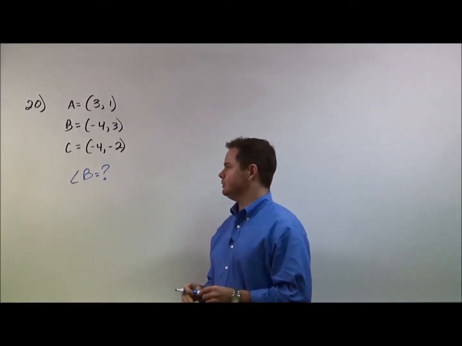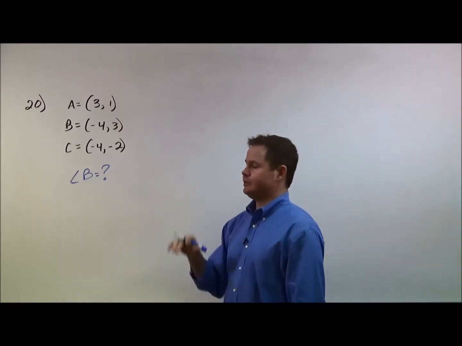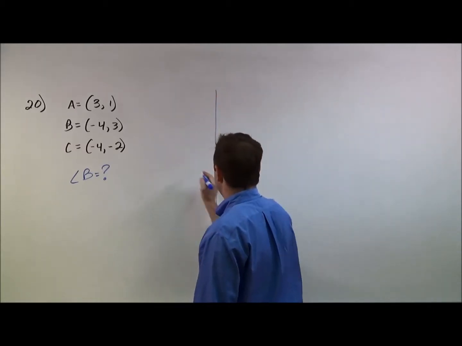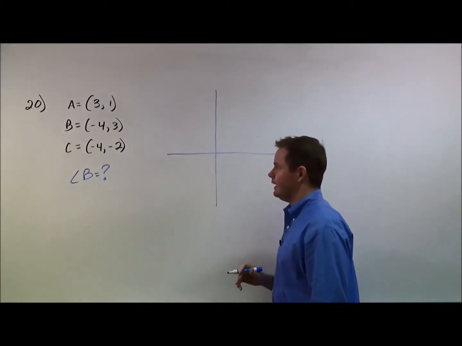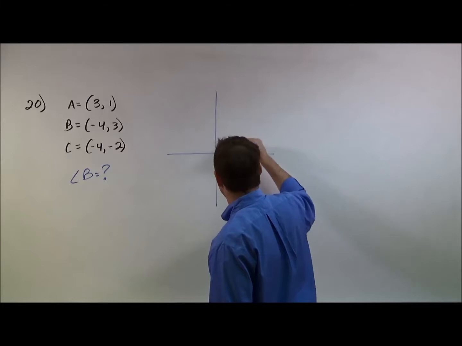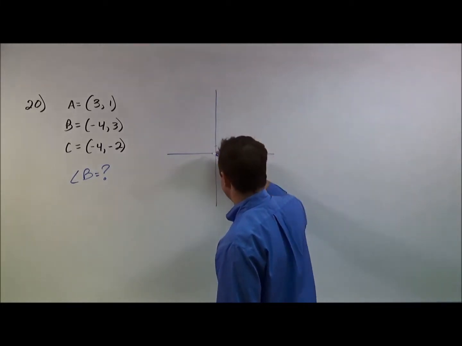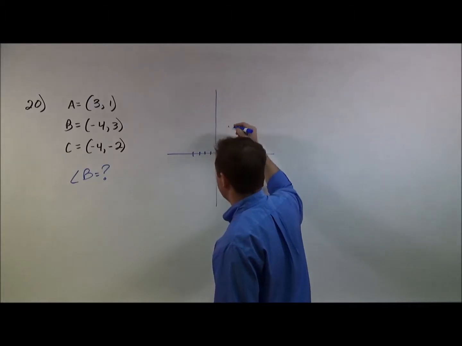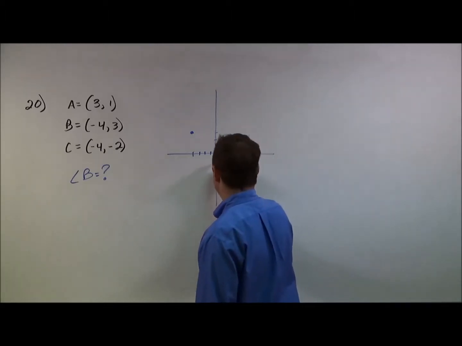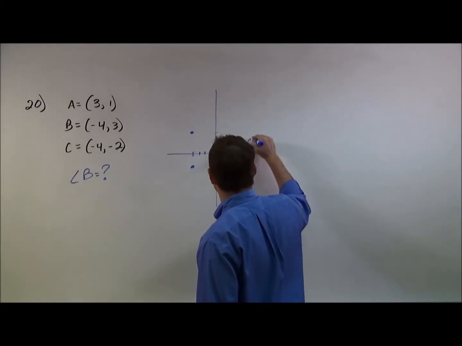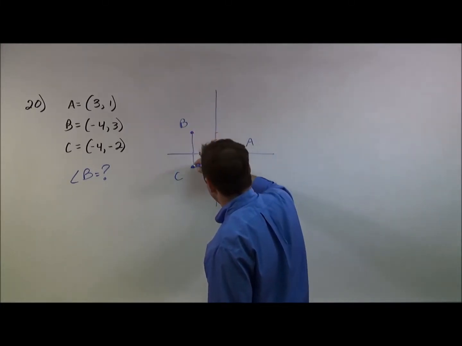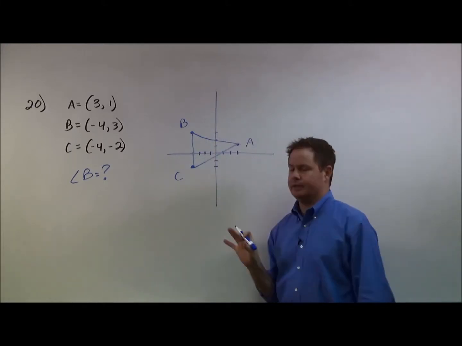So the easiest thing to do is to see if we can plot these points to have an idea what this triangle is going to look like. So let's go ahead and start with that. If we make an x and y axis and we plot each of these points, we have 3, 1. So that'll be point A. We have negative 4, 3. That'll be point B. And we have negative 4, negative 2. That'll be point C. So we have A, B, and C. And our triangle will look something like this.